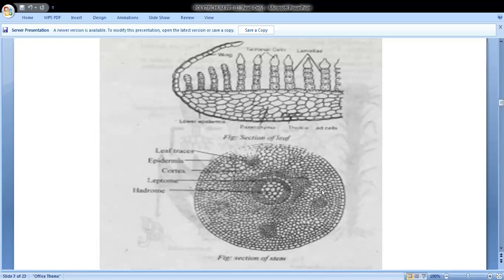Okay, so coming to the central cylinder, inner to the endodermis is a 2 to 3 cell thick pericycle. These 3 radial strips are present. The inner structure of the pericycle is called the central cylinder. Leptome and hydrome are present in the stem anatomy. This is very important. What is the leptome? I will tell you.